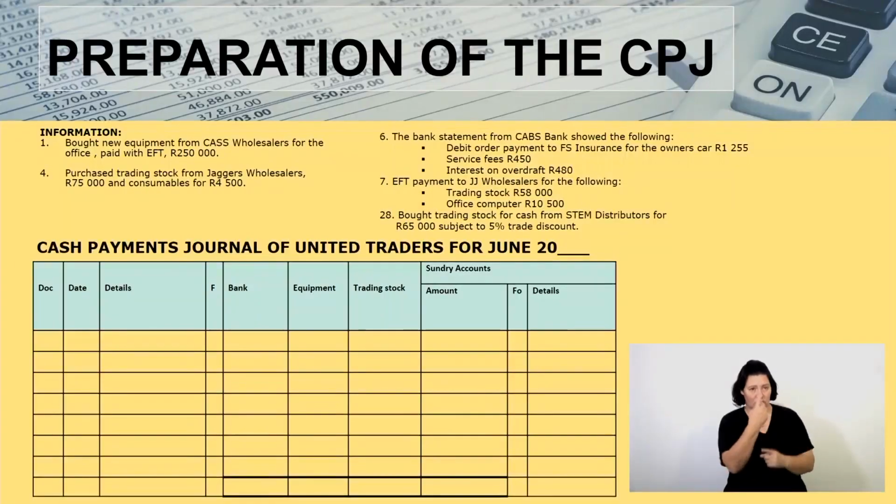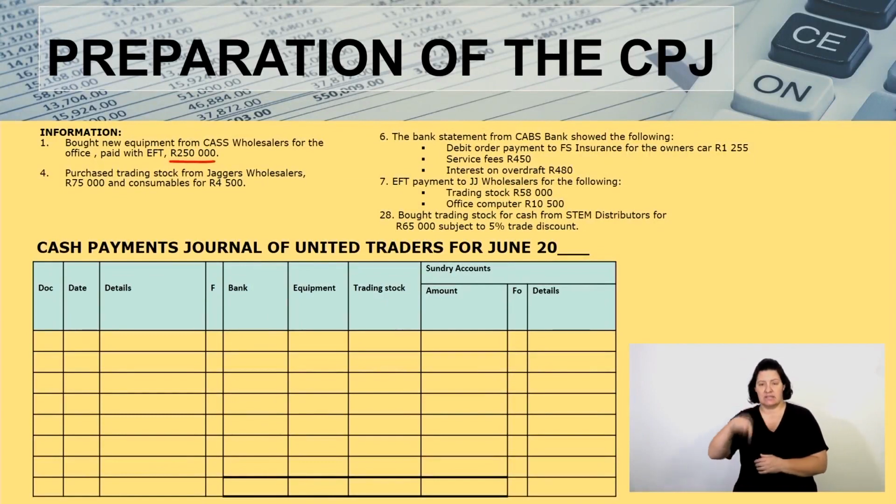With me here, I have an activity that we are going to do together. Let's start it. It reads, information number 1. Bought new vehicle from cash wholesalers for the office and paid $250,000 with EFT. So the document, remember, it's going to be your EFT 1.